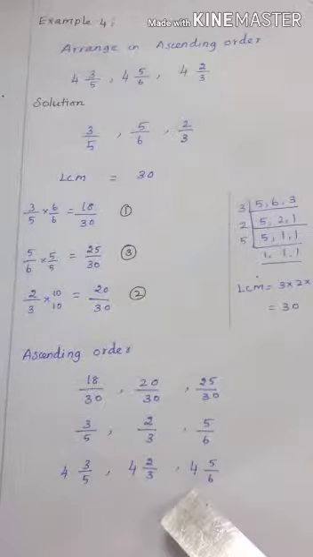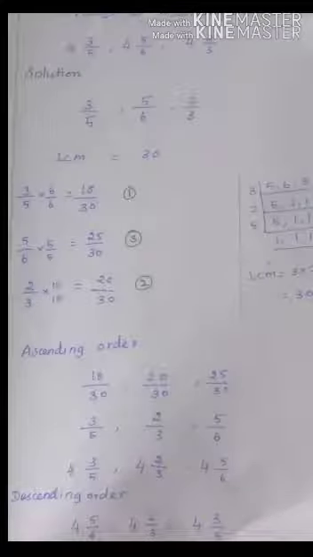If we have to arrange the mixed numbers in descending order, repeat the same process. Take the fraction part, convert into like fractions and arrange it in descending order. That means from bigger to smaller.